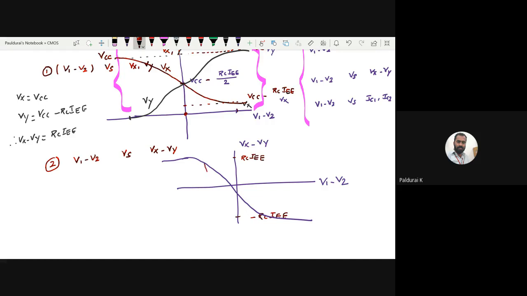The slope is given by the gain. That story we know.